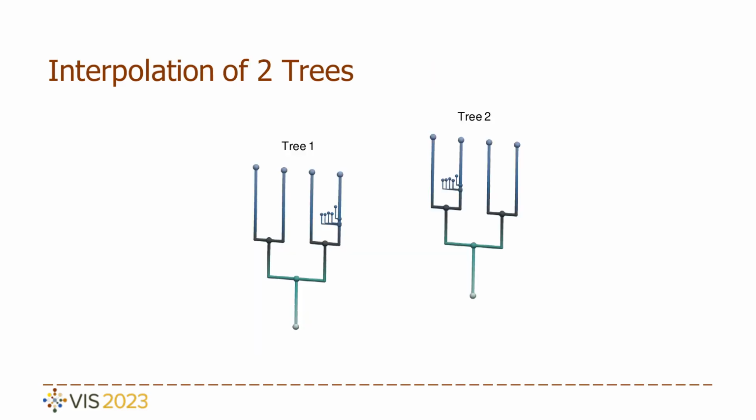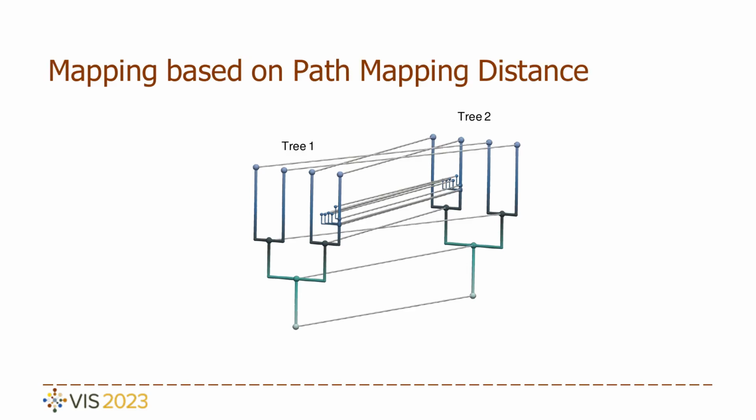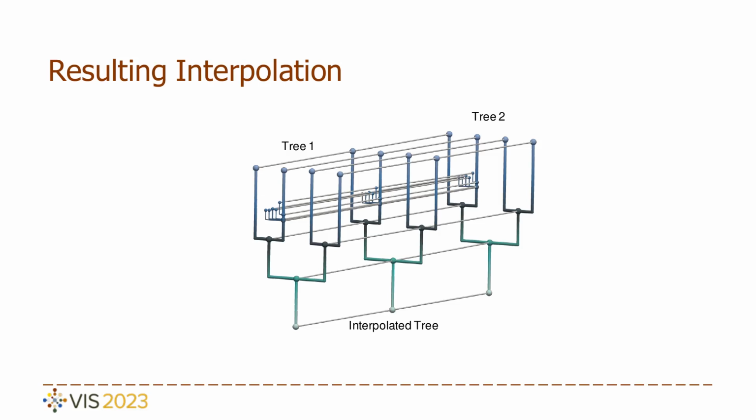Now let's look into some technical details. How are 2 trees of this ensemble interpolated? As the metric, we use the so-called path mapping distance. Computing this distance between the trees gives us a mapping between the edges or paths of the 2 trees. Each mapped path or edge can then be interpolated based on their length. In our case, this yields the following tree. By aligning the 2 layouts, we can see the intuitive and smooth interpolation.